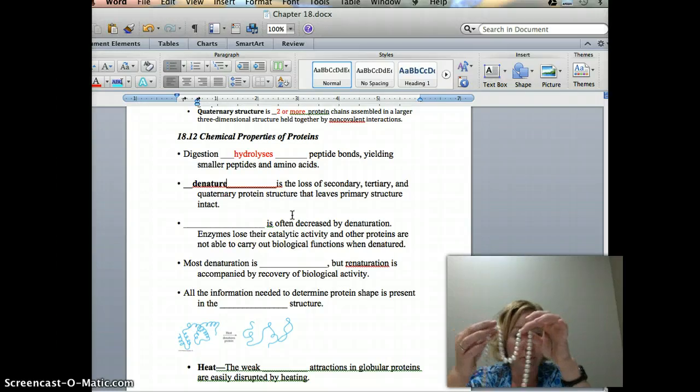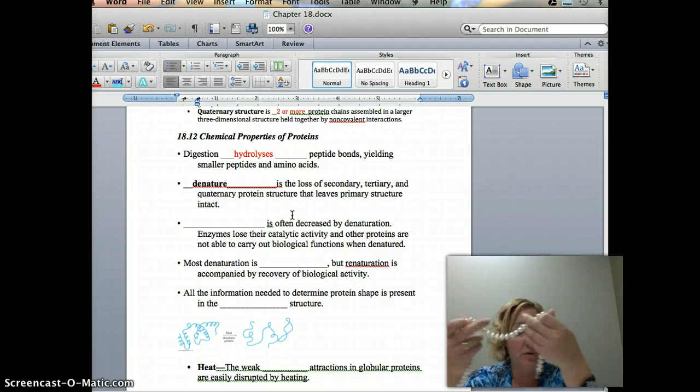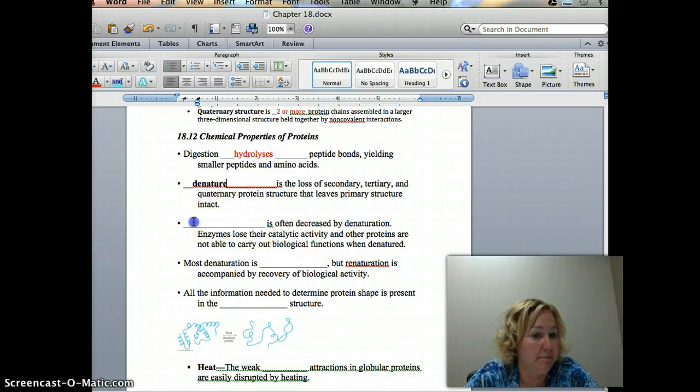If you want to just unfold it, that's fine. That's secondary, tertiary, and quaternary structure. You can do that in a number of ways. You can denature the protein. But if you want to actually pull these things apart, you have to use a hydrolysis reaction. It's much more serious. Okay, let's rock.